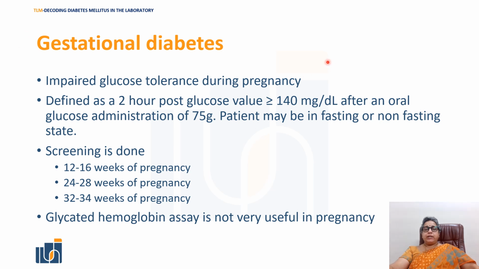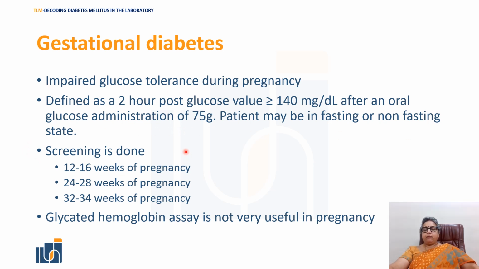What is gestational diabetes? It's impaired glucose tolerance during pregnancy. Because the requirement of glucose, the requirement of other things is higher during pregnancy. And how do we define it? As a 2-hour post glucose value greater than or equal to 140 milligrams per deciliter after an oral glucose administration of 75 grams, irrespective of whether the patient is in a fasting or a non-fasting state. So this is the definition of gestational diabetes.